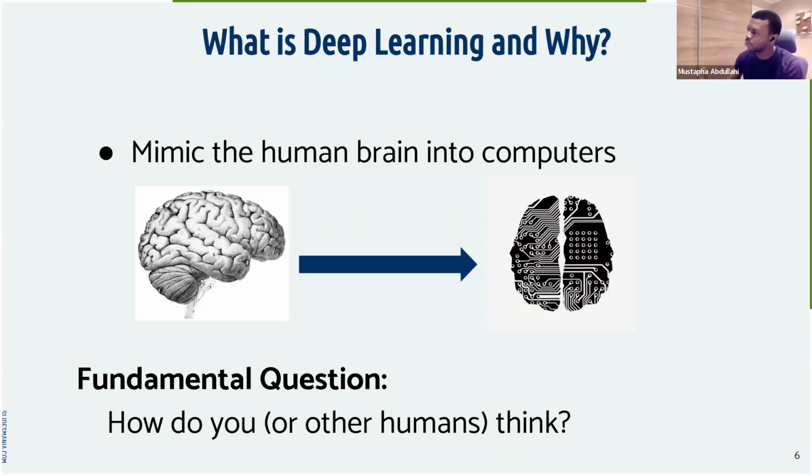But there is a fundamental question: how do humans think? Every person will have a different approach. Maybe someone from a neuroscience background and someone from a psychology background will have different thoughts on how humans think. As an aspiring AI engineer or deep learning engineer, you need to take everything into account and work with that.